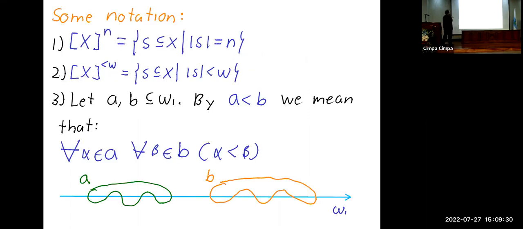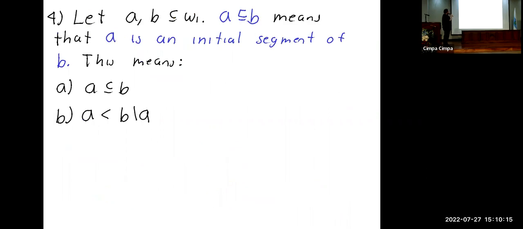Just some basic notation. If I have a set X, then X^n is the set of subsets of size n, and X^{<ω} is the set of finite subsets of X. If I have two subsets A and B of ω1, by A < B we mean that all of the elements of A are below all the elements of B. And if I have two sets, we say that A is an initial segment of B, or B is an end extension of A, if A is contained in B and the new elements of B appear after all the elements of A.